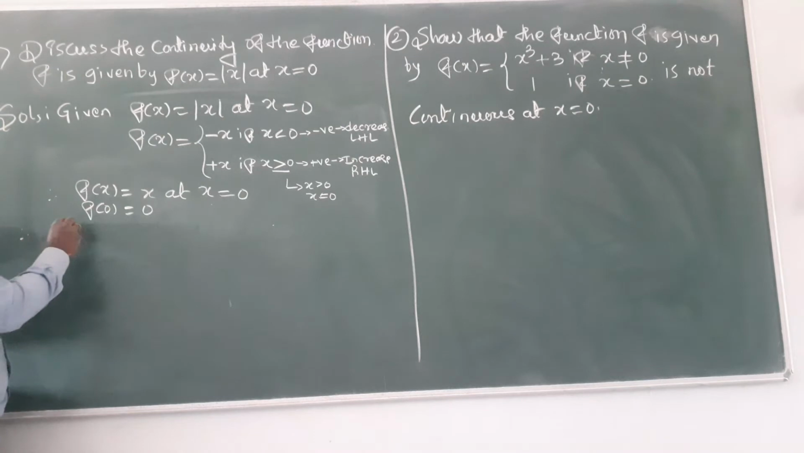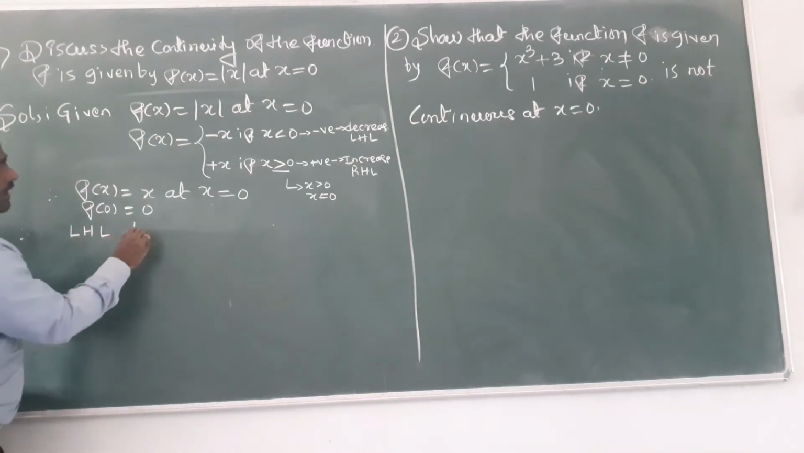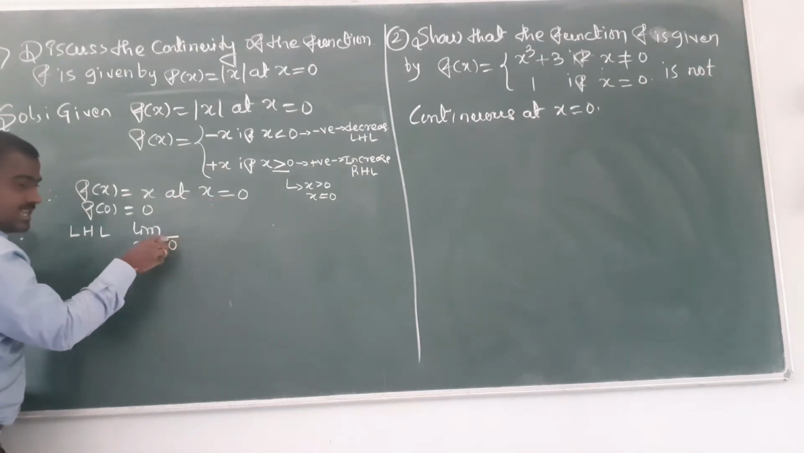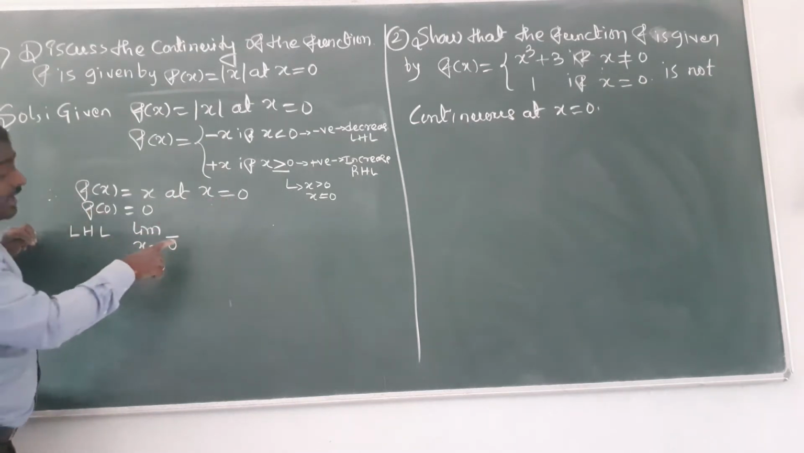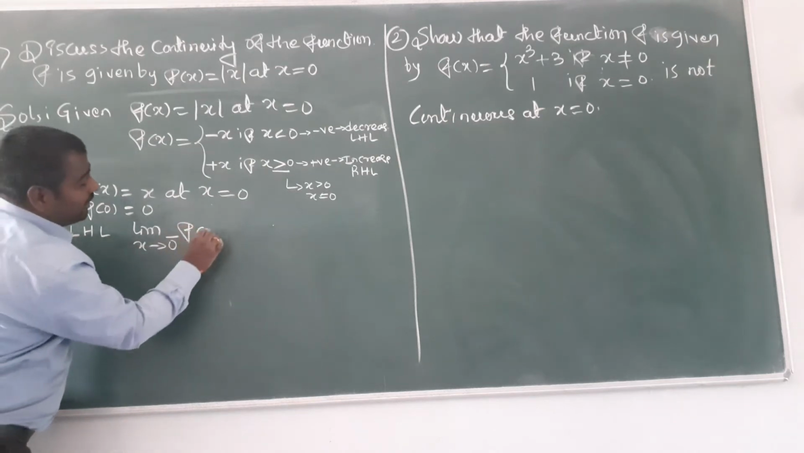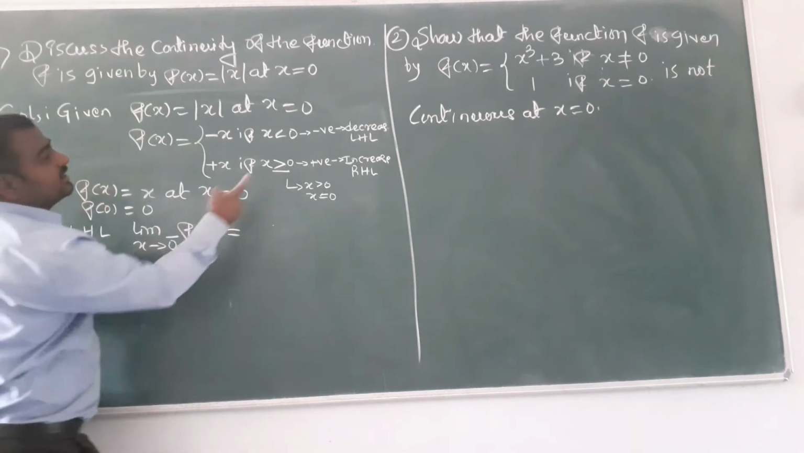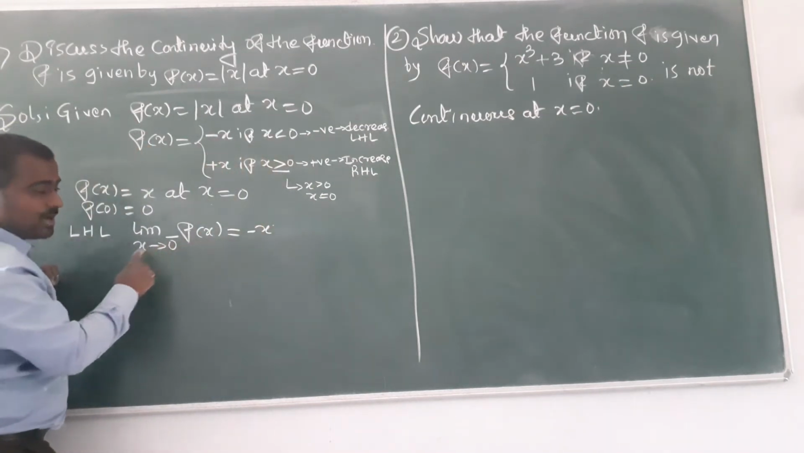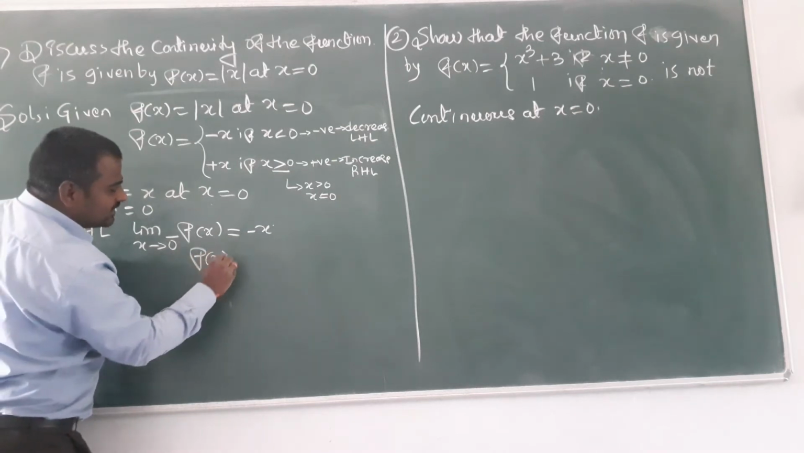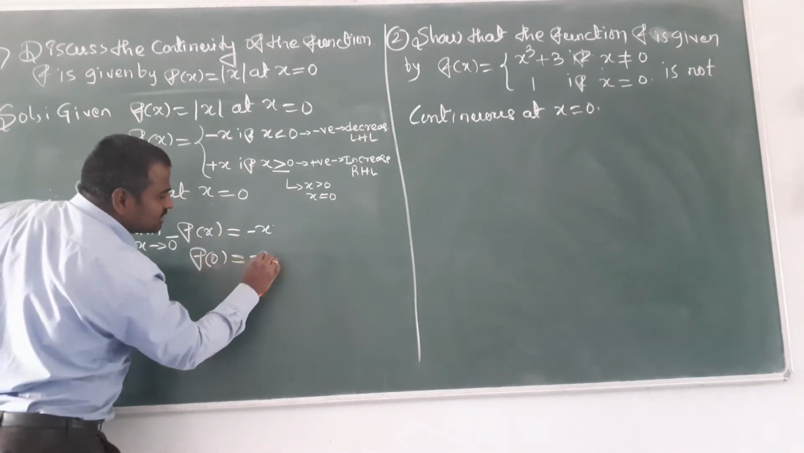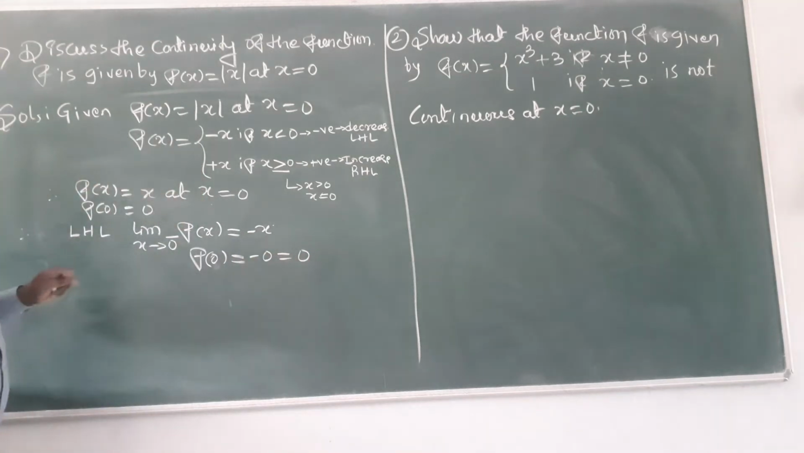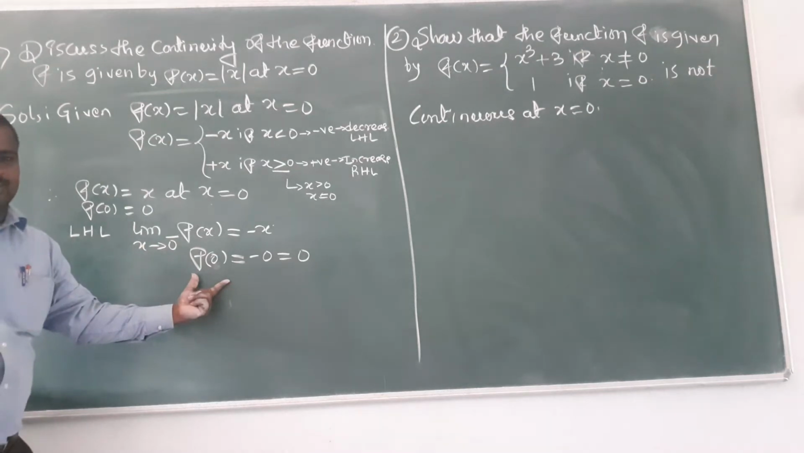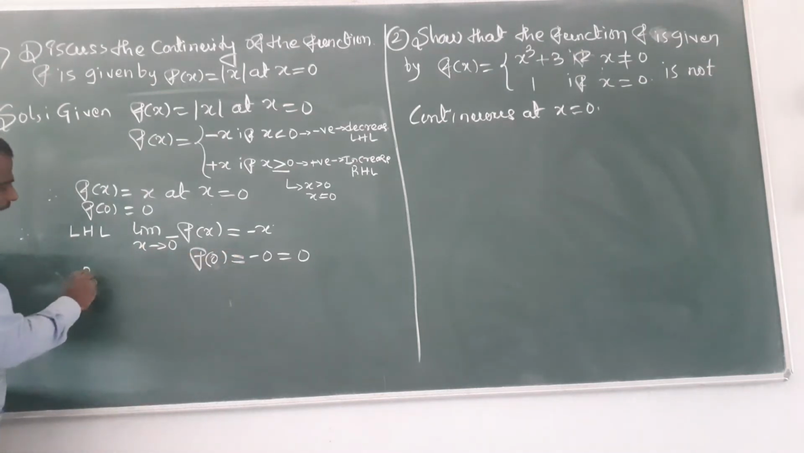Next, I am going to find out LHL. Limit x tends to 0 from the left, which is the condition, not negative. Left hand side, so what is the value of f of x? Here it is minus x. Apply the limit. F of 0 means 0. Right? Applying the limit point in the equation, this is the LHL.